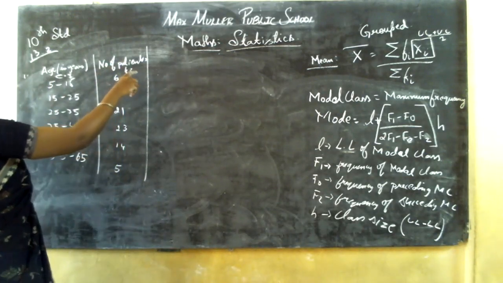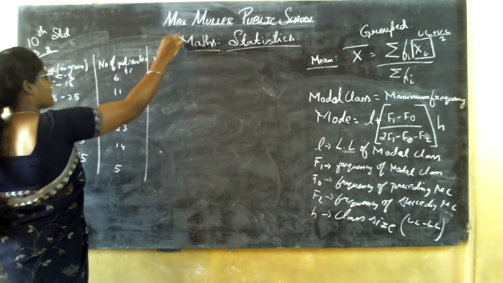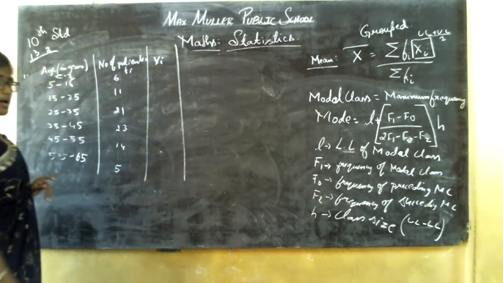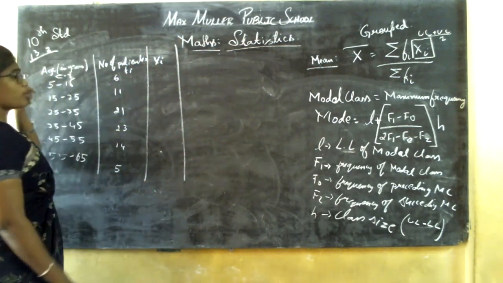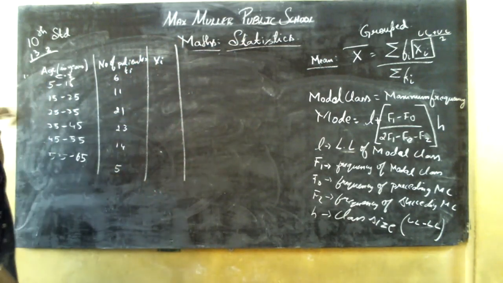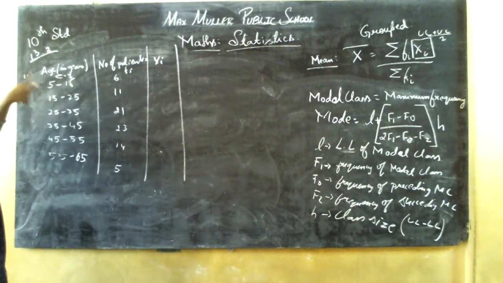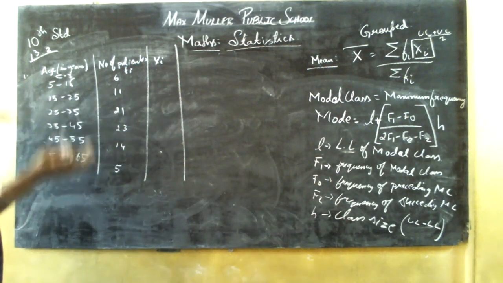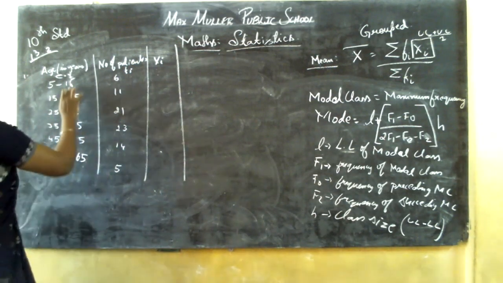I want xi. I need to find xi. What is xi? It is the class mark. How are you going to find the class mark? It is lower limit plus upper limit divided by 2, or upper limit plus lower limit divided by 2. Anyhow, you need to add and divide it by 2.